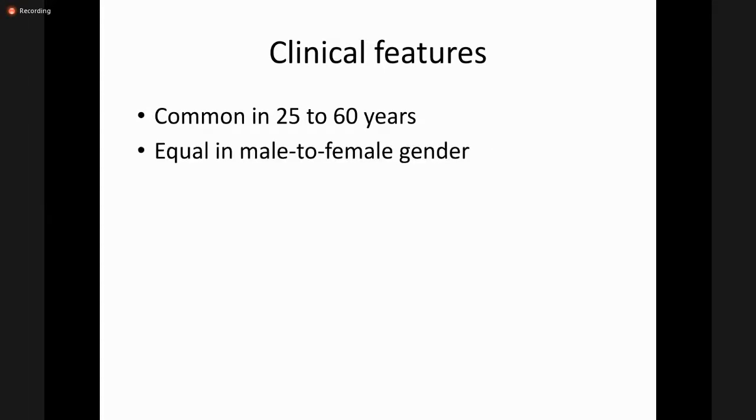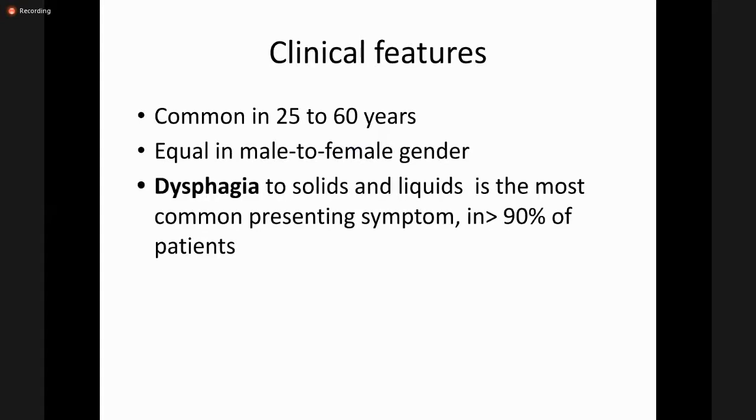And what are the clinical features? How does the patient present with this disease? It is very common between 25 and 60 years, and it is equally distributed among male and female genders. And the first symptom is dysphagia. What is dysphagia? It is difficulty to swallow.